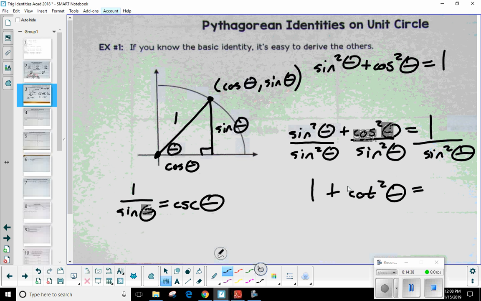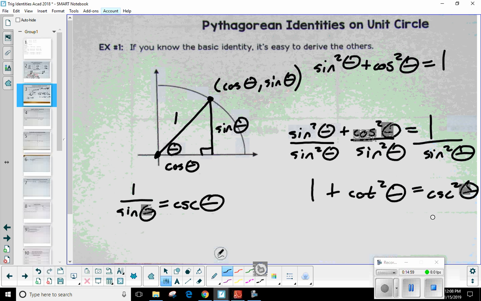That would be cosecant squared. And doesn't that look familiar? Isn't that one of those other Pythagorean identities that we were just looking at? Okay. All right. Now, we're going to go ahead and do something real similar.